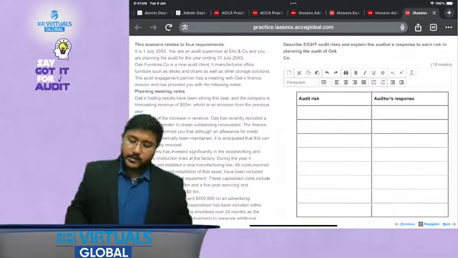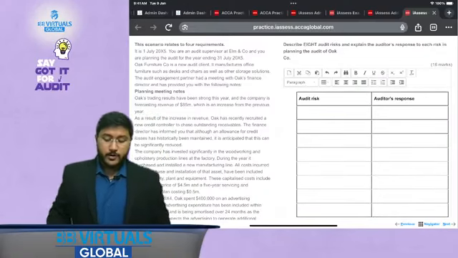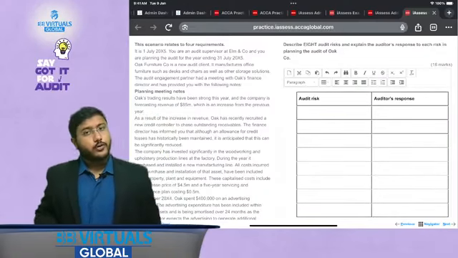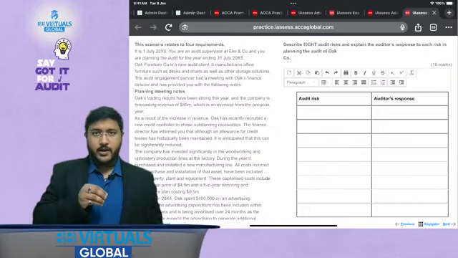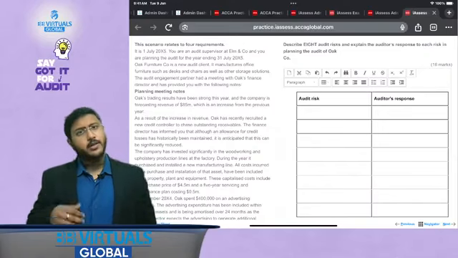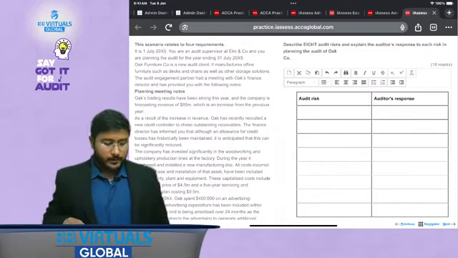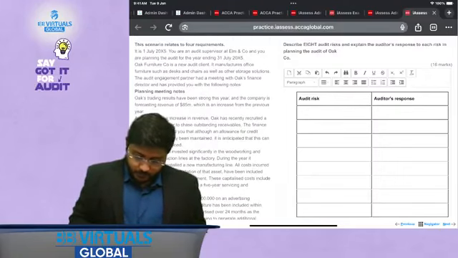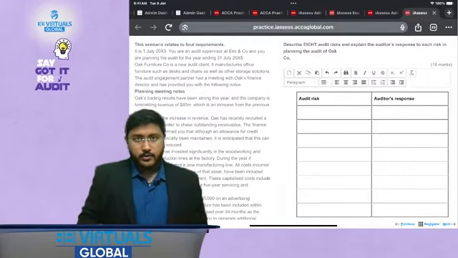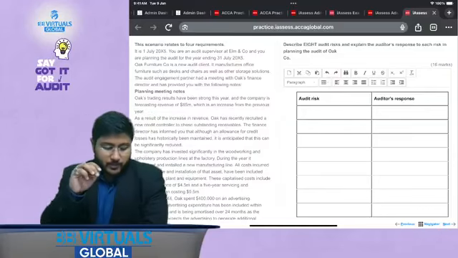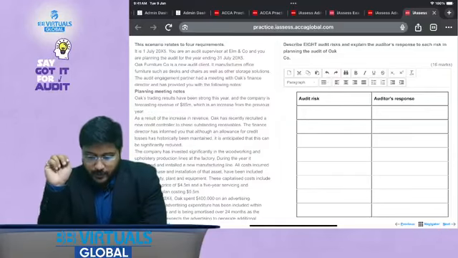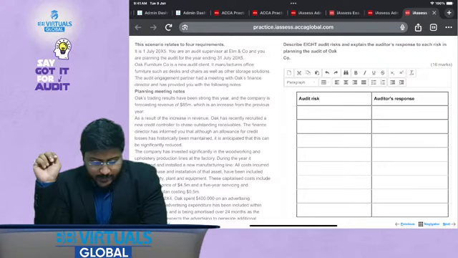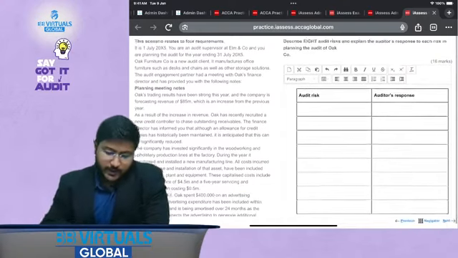Now this will help us evaluate the 8 audit risks and explain the auditor's responses to each risk. So for this we have to read the case study, we have to mention all the audit risks that are there and how the auditor will respond to it. Okay, so this scenario relates to 4 requirements. The previous scenario did not relate to the 4 requirements, but this scenario relates to 4 requirements. 17, 18, 19, 20.